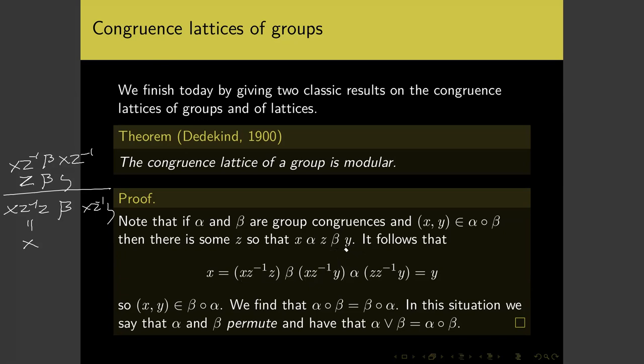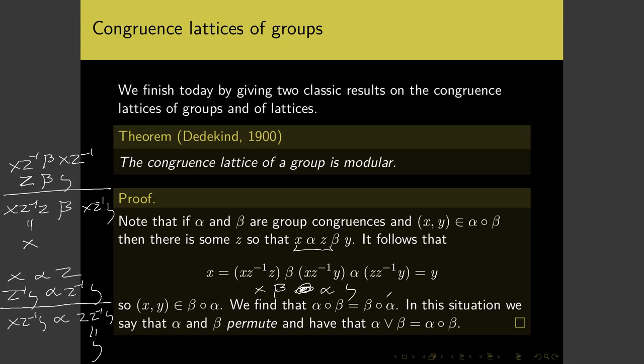Okay, well, why am I doing that? Because now if I look on the other side and note that x is related to z by alpha, then using a similar argument, I have that z inverse y is related to z inverse y by alpha because alpha is reflexive. And then by substitution, I have that x z inverse y is related by alpha to z z inverse y, but that is just y. And so in the end, I see that x is related by beta to something which is related by alpha to y, but that's precisely what it means for xy to be in the relative product of beta with alpha, because I have x beta something, which is alpha y. I don't really care what this is as long as it gets me to the other side.